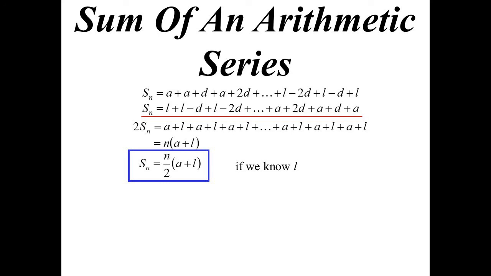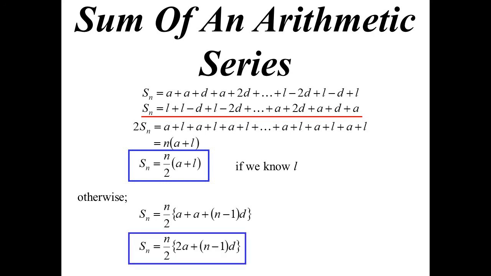So there's my formula, n on 2, A plus L, if we know L. Well, if we don't know L, I do know that the general term is a plus n minus 1d. So let's sub that in for L. That would then give me the sum to n. So I've got n on 2, a plus n minus 1d. Let's tidy that. And we come up with the sum to n is n on 2, 2a plus n minus 1d. So we don't actually have to know what the last term is.